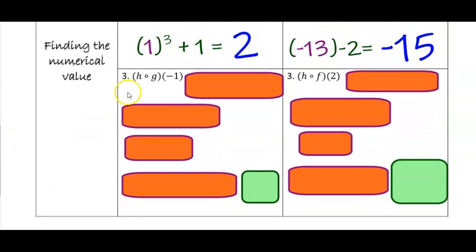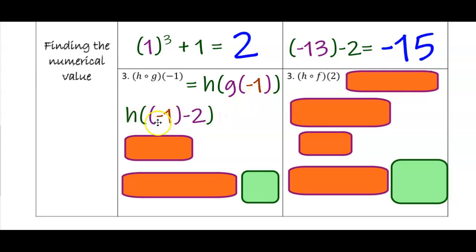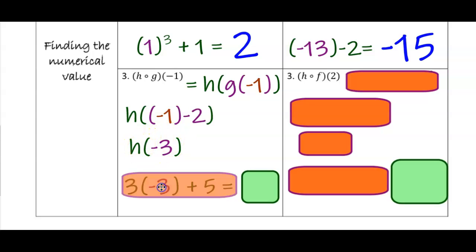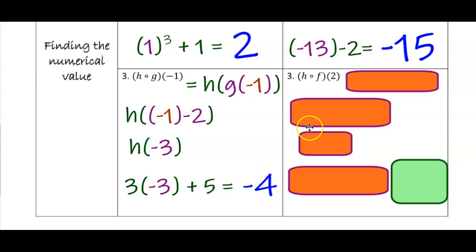Number 3 is h of g of negative 1. That can be written like this, h of g of negative 1. The way you start is plug in negative 1 into function g. When I do that, I get negative 1 minus 2. Simplify that, and I get negative 3. Now I'm going to plug in negative 3 into the function h. So 3 times negative 3 plus 5. 3 times negative 3 is negative 9, plus 5 gives you an answer of negative 4.